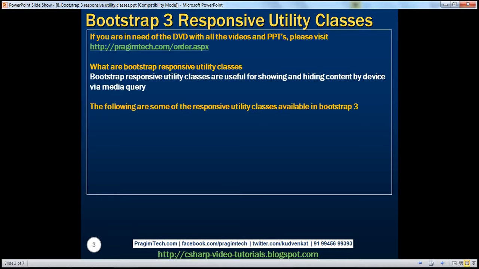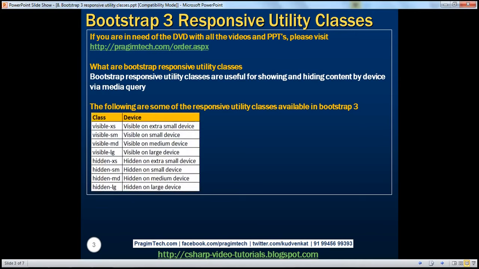Here we've got some of the responsive utility classes available in Bootstrap 3. Notice there is a class visible-xs. XS stands for extra small. So if we apply this class on an element, that element will be visible only on an extra small screen size. We also have visible-sm for small, so if we apply this class on an element, then that element will be visible only on a small screen size. So if we apply both these classes on an element, then that element will be visible on both extra small and small screen sizes, but not on medium and large.